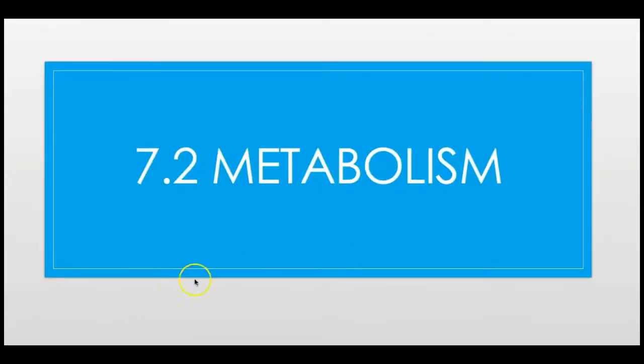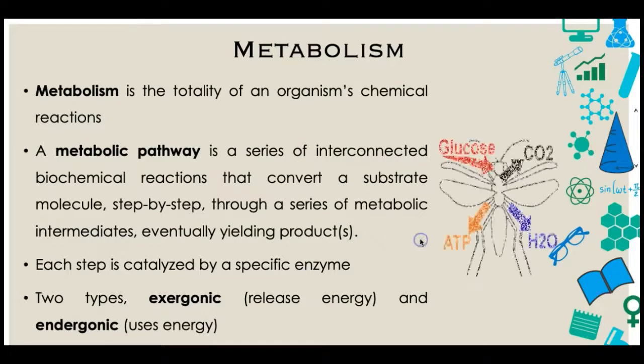Okay, so let's carry on with the next subtopic, which is metabolism. Metabolism is the totality of an organism's chemical reactions. A metabolic pathway is a series of interconnected biochemical reactions that convert a substrate molecule step by step through a series of metabolic intermediates, eventually yielding products. Each step is catalyzed by a specific enzyme, and there are two types of metabolism, which are exergonic, which releases energy, and endergonic, which uses energy.